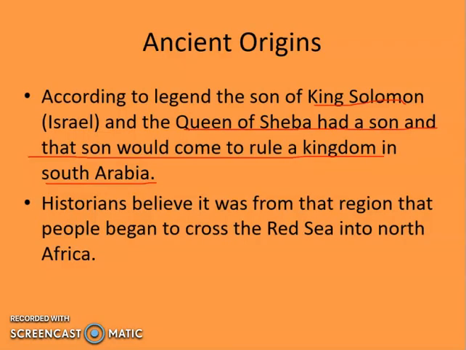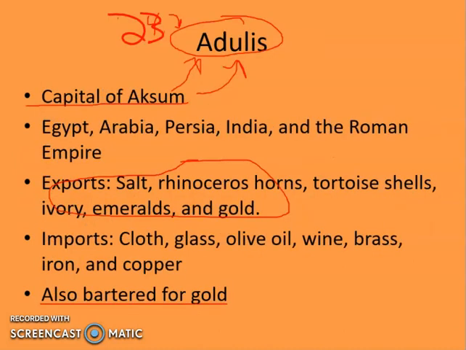They may have traced their origins to King Solomon and a queen named the Queen of Sheba, who was a queen of Ethiopia. They had a son. And it's possible that this son came to rule South Arabia, and that son was possibly where these guys come from. That's possible, but we don't know for certain.